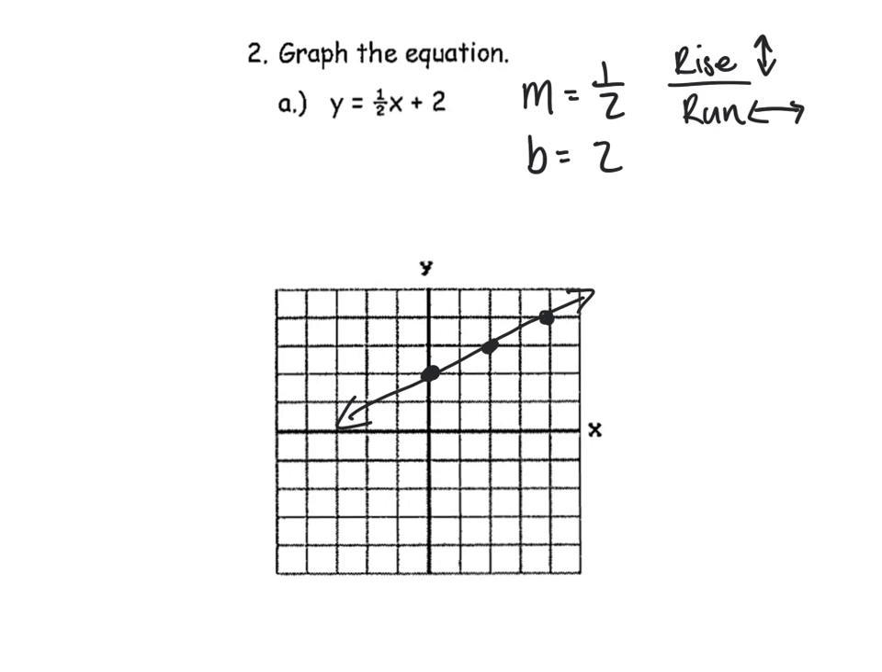Is this going uphill or downhill? Uphill. Okay. And is the slope positive or negative? Positive. Okay, so if it has a positive slope, it's going to go uphill. Okay?